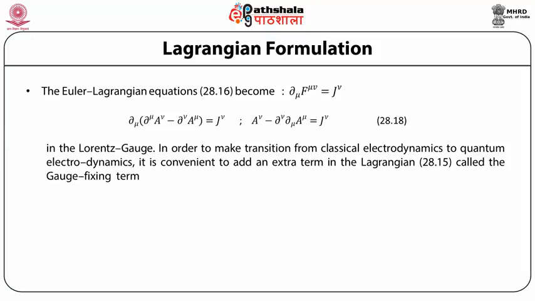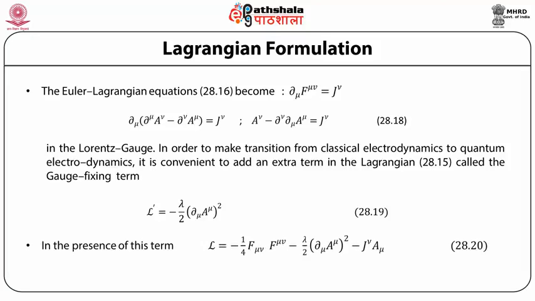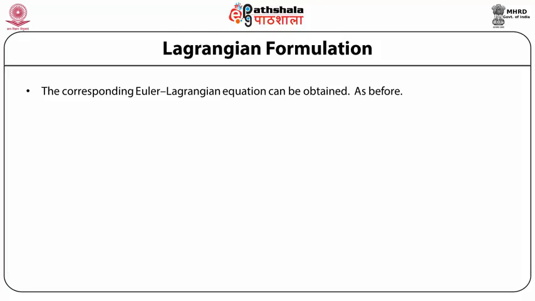In order to make the transition from classical electrodynamics to quantum electrodynamics, it is convenient to add an extra term in the Lagrangian given by equation 28.15, called the gauge fixing term. So L′ is equal to minus λ/2 times (∂_μ A^μ)², summed over the entire μ. In the presence of this term, the Lagrangian L is equal to minus 1/4 F_{μν} F^{μν} minus λ/2 (∂_μ A^μ)² minus J_μ A^μ. The corresponding Euler-Lagrange equation can be obtained.